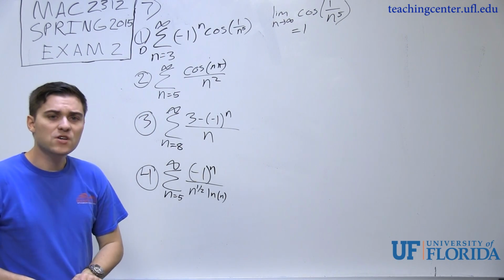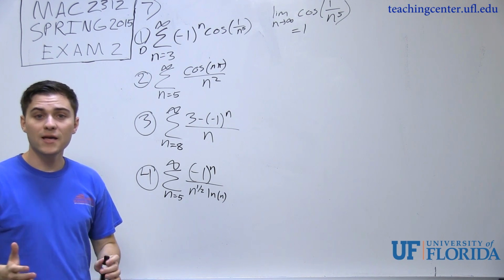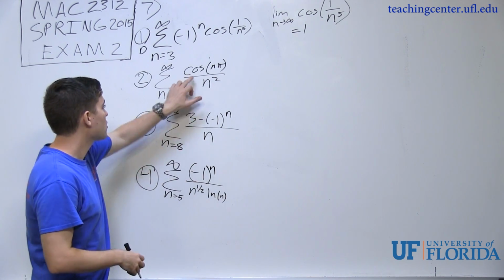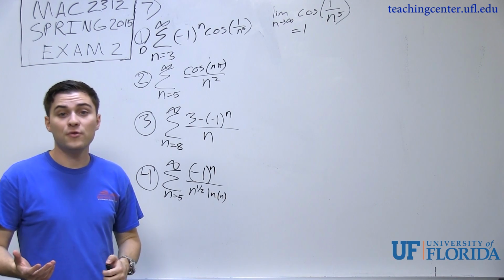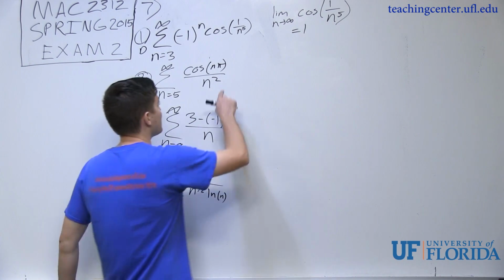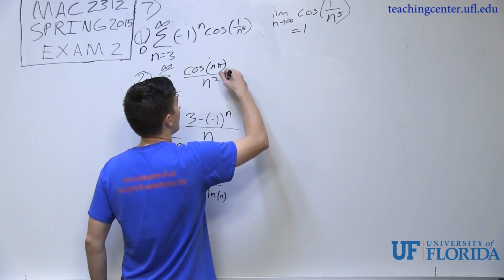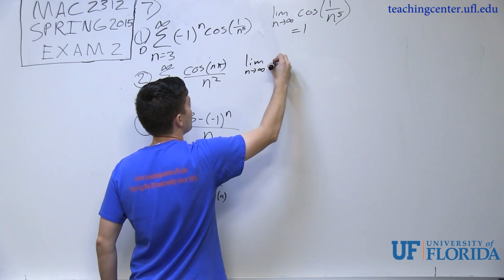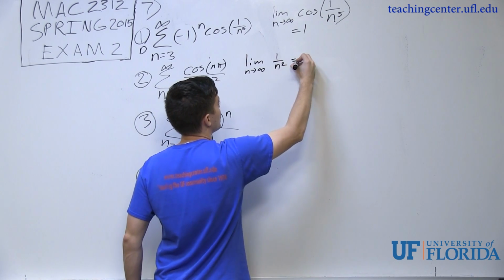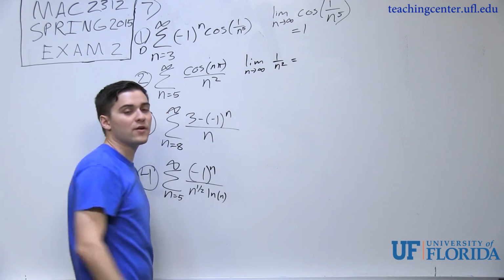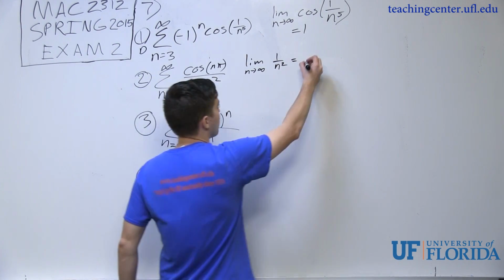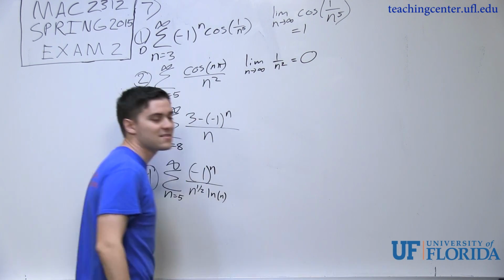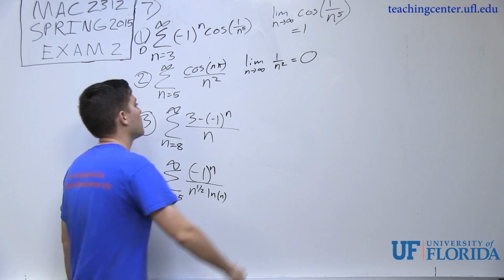Number 2 is cosine of n pi over n squared. Again, it's an alternating series. Cosine of n pi is an alternating term, so I can still apply the alternating series test to it. Again, I need to satisfy the criteria. The first one is that the limit as n approaches infinity of 1 over n squared should be 0, which it is. N squared is growing faster than 1, so the bottom will grow faster than the top, which means that it will go to 0.